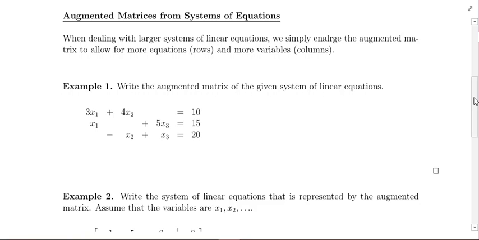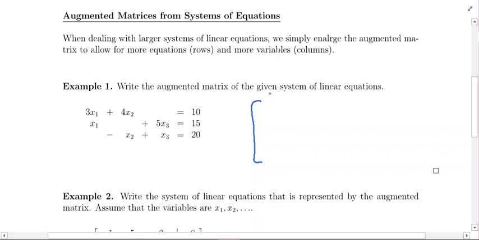So in example one, let's write the augmented matrix of the given system of linear equations. Here is your system. You can see that there are three equations here, and there are three variables. Your variables here are x1, x2, and x3. We know this is always the first step of Gauss-Jordan elimination, taking your system and transforming it into a matrix. So just write down the numbers you see.